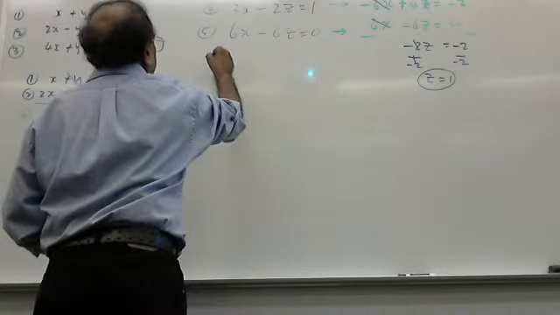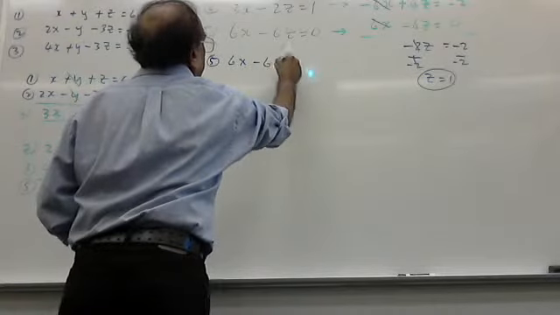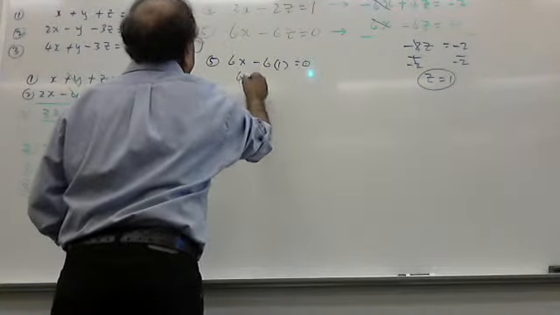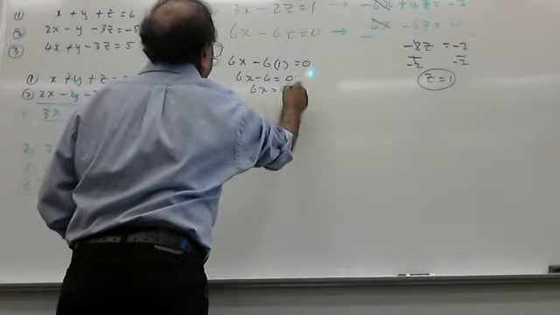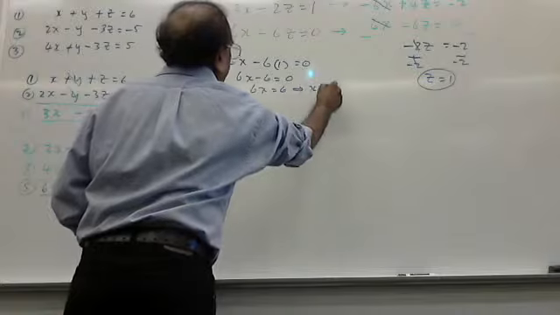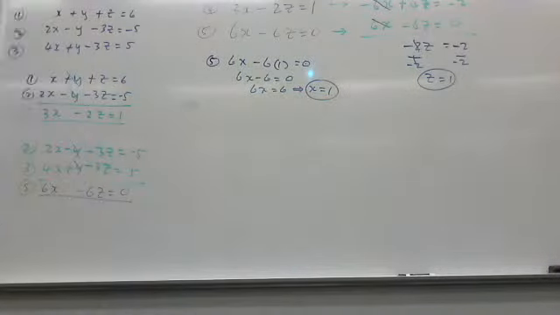6x minus 6 times 1 equal to 0. 6x minus 6 equal to 0. 6x equal to 6. That implies that x equal to 1. So here we find both the values for x and z, and both of them have value of 1.